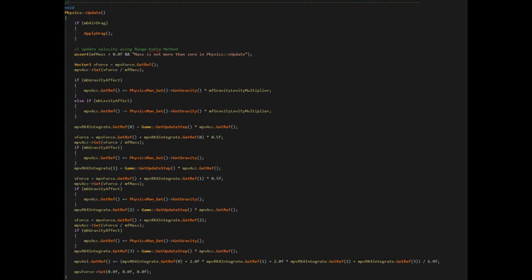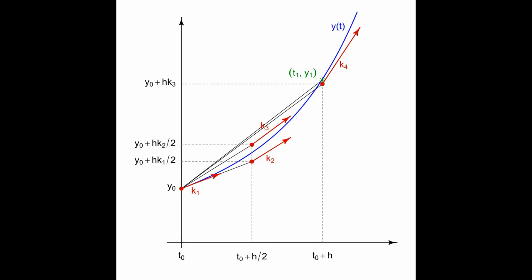The first slope is at the beginning of the interval. The second is at the midpoint of the interval using the first slope and Euler integration. The third slope is also at the midpoint, but it uses the second slope and Euler integration. The fourth slope is at the end of the update interval.